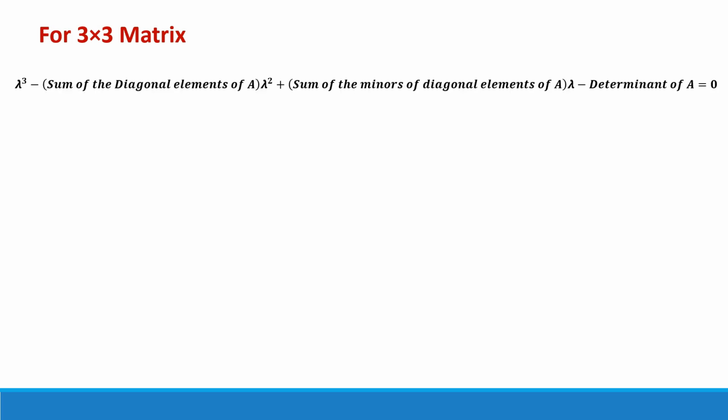Now similarly for a 3 cross 3 matrix, again we have a formula, and this is the formula. Here again we'll have alternate signs. We'll start with the positive sign, then negative, then positive, then again negative. Here you can see the coefficient of lambda cube is 1. The coefficient of lambda square is the sum of the diagonal elements of A, and the coefficient of lambda is the sum of the minors of the diagonal elements of A, that I'll explain to you, and the constant term will be determinant of A equals 0, right?